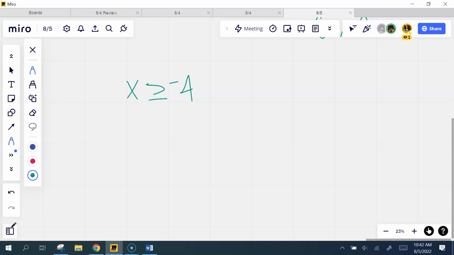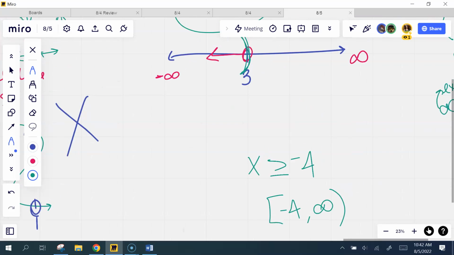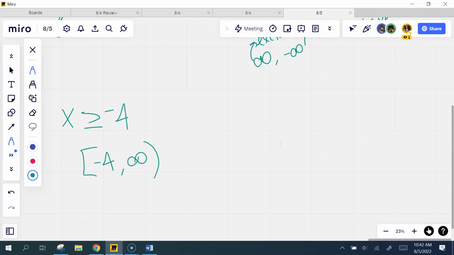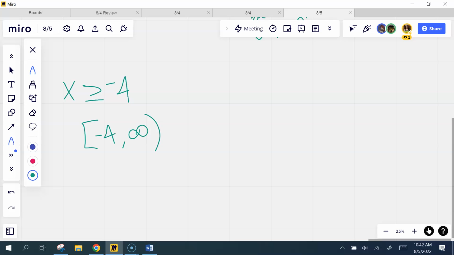What did you start with? Bracket, -4. Not bracket for infinity. Infinities always get parentheses. Infinity will always be exclusive. And it's always smallest to biggest.